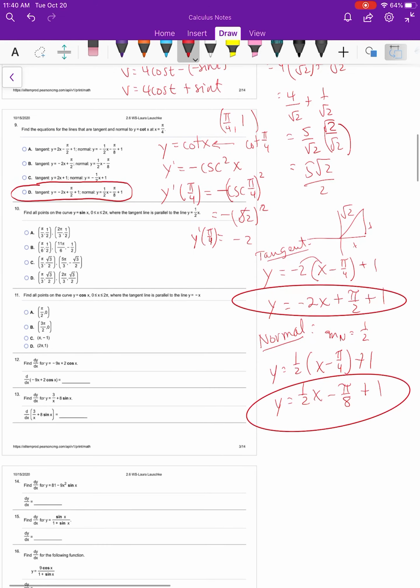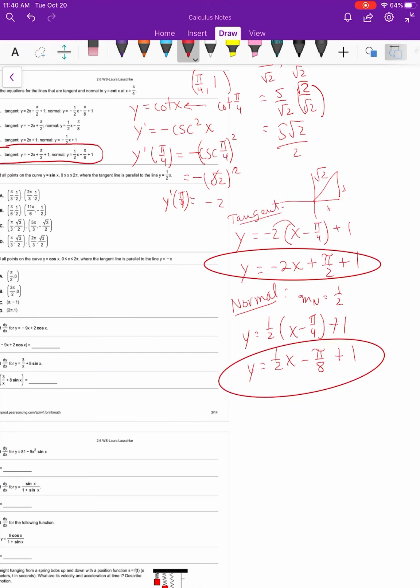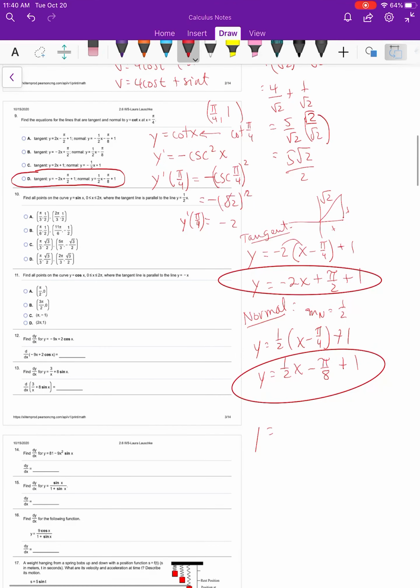And number 10, find all points on the curve y equals the sine of x between 0 and 2 pi where the tangent line is parallel to the line y equals 1/2 x. Well, if it's parallel to y equals 1/2 x, then it's also going to have a slope that is 1/2 because parallel lines have the same slope. So I know that the slope of my tangent is going to be 1/2.